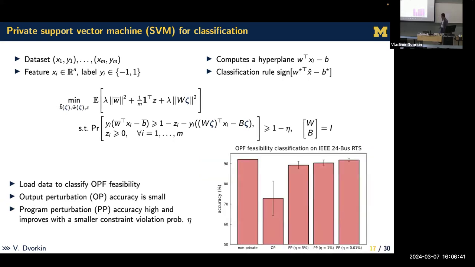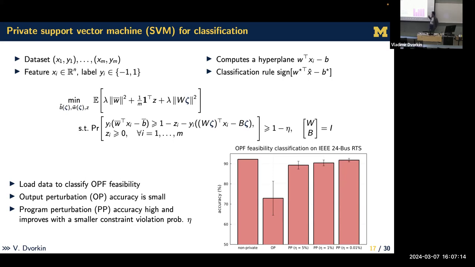And in application to power systems problems, we took a standard test case. We took a data set where the feature is a vector of loads, and the label tells whether it's feasible for the system or not. And SVM works very well in this case, so we have a high classification accuracy. When we use the output perturbation method on the solution of deterministic SVM, the accuracy reduces, as we saw before, and it also has high standard deviation.